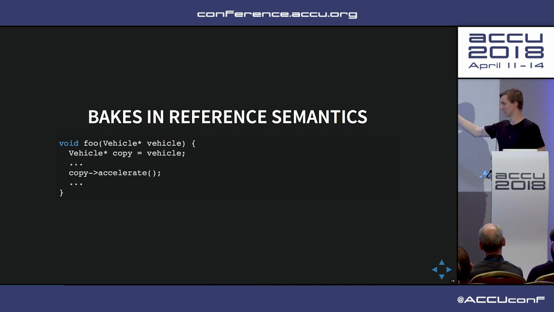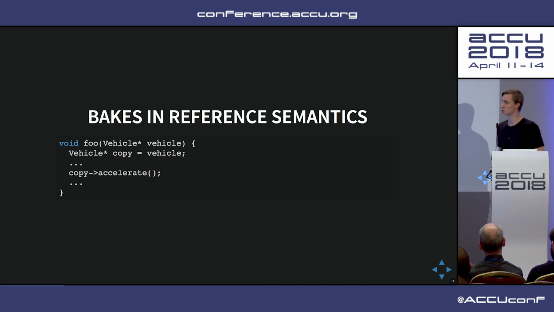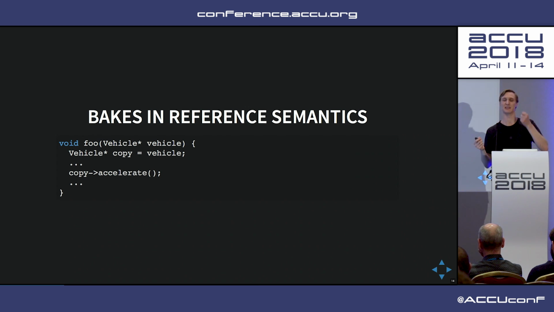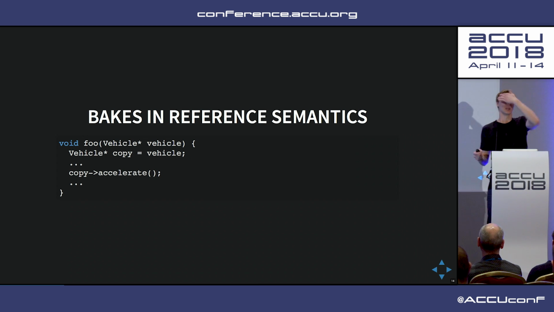Because when you make a copy of your vehicle pointer, you're just making a copy of the pointer, right? You're not making a copy of the original value you're pointing to. So you lose value semantics, not necessarily when you use inheritance, but it strongly encourages you to lose them. If you want to conserve value semantics, then you have to basically implement a clone method. Raise your hand if you've done that before. Okay, right? So you know what I'm talking about.